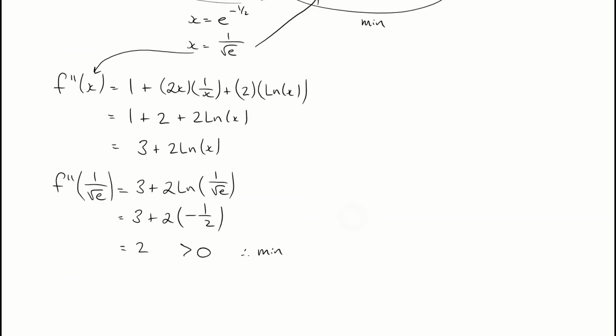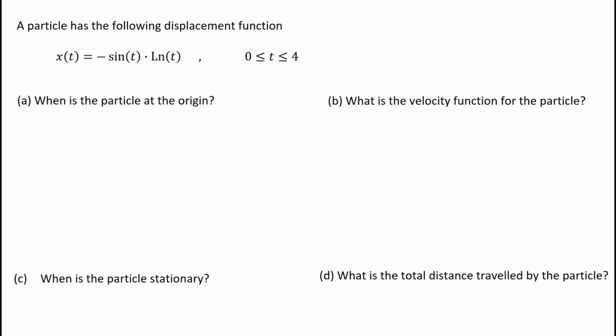Now we'll have a look at another one. So here we have a rectilinear motion problem where we're going to apply our derivatives, okay? And we have a particle which has the following displacement function, and that is that x of t is equal to negative sine of t times the natural log of t. And we're looking across this domain here from t going from 0 to 4. And let's let t be in seconds, and our displacement x can be in meters.